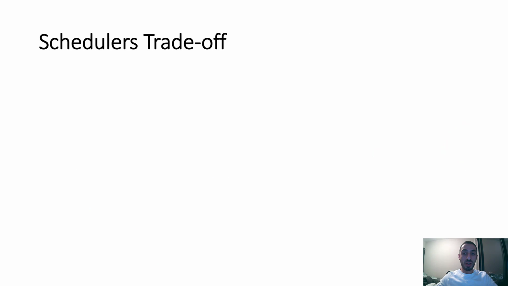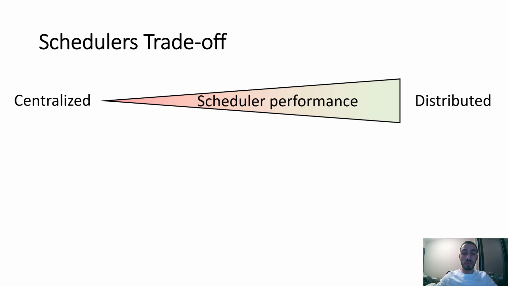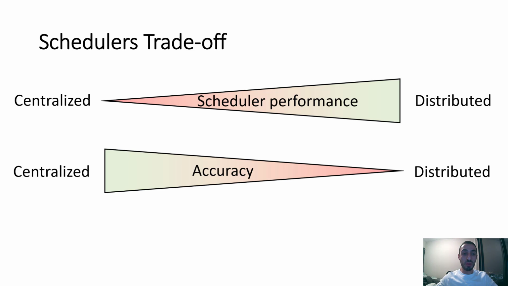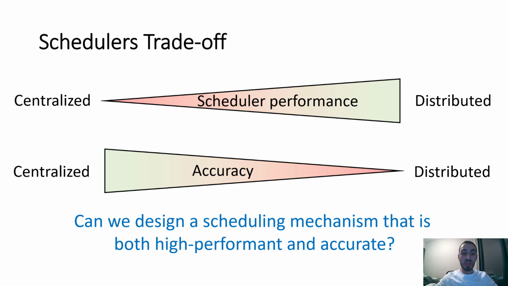As you can see, there is a trade-off. If we are interested in scheduling performance, distributed schedulers tend to be much better than centralized ones. And if we are interested in accuracy, centralized schedulers tend to be much better than distributed ones. The question here is, can we design a scheduler that is high-performant and accurate? Well, this is the focus of this paper.